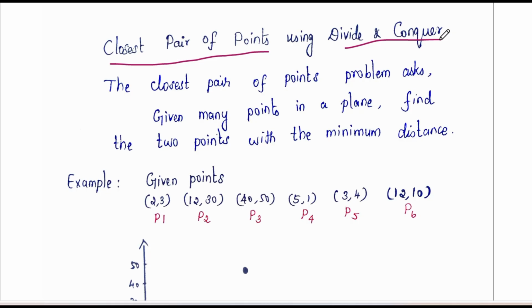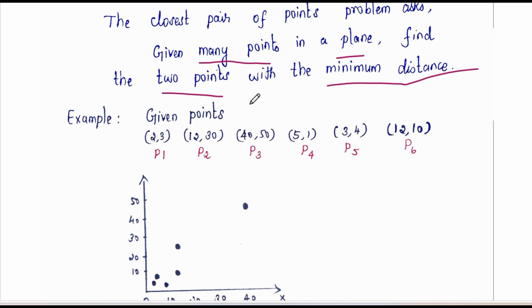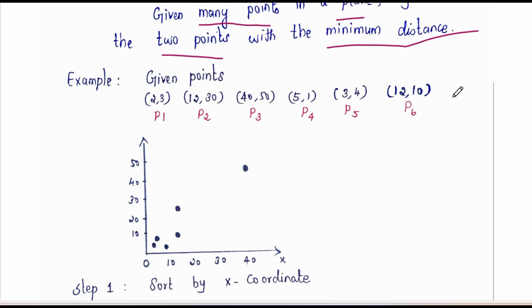The closest pair of points problem asks: given many points in a plane, find the two points with the minimum distance. So this is closest pair of points. This is one example. Given points P1, P2, P3, P4, P5, P6. Six points are there in the plane, right?